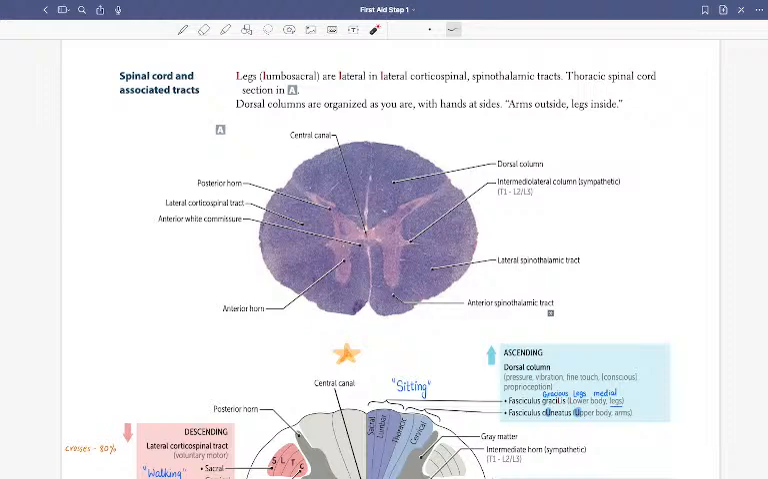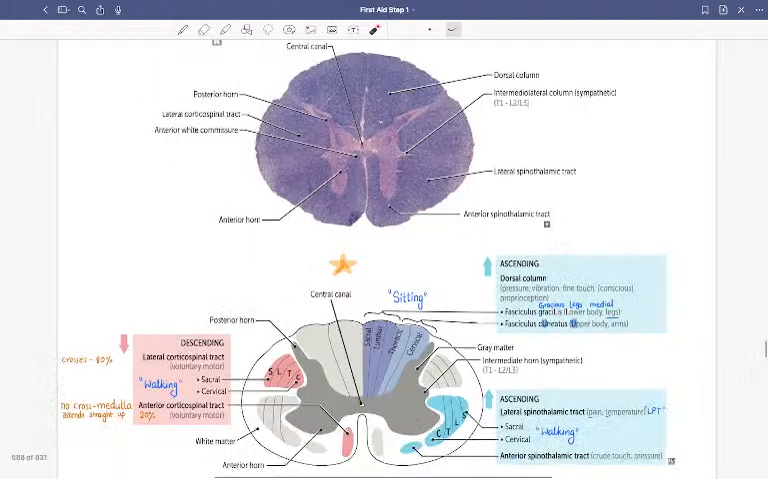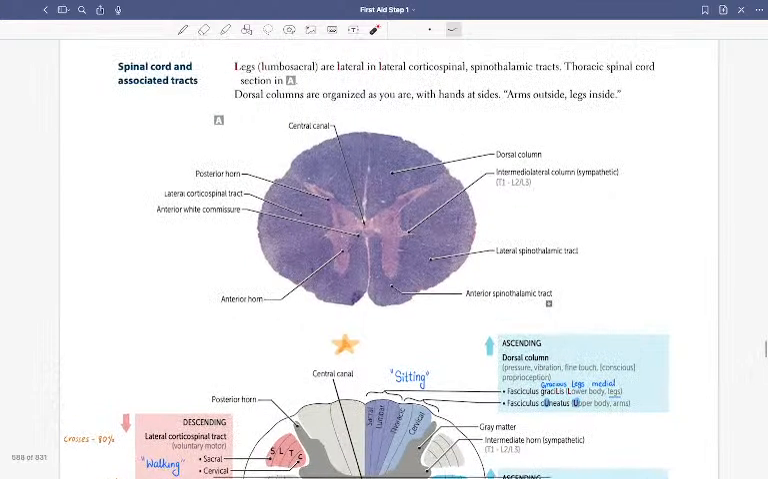Okay, whatever. See, here what happens is lumbosacral legs are lateral. Lumbosacral legs are lateral. Legs are lateral in all this, lateral corticospinal and spinothalamic. And dorsal column is basically hands by the side, arms outside and legs inside. This was with stain, I forgot. Okay, central canal, lateral, all this is okay.